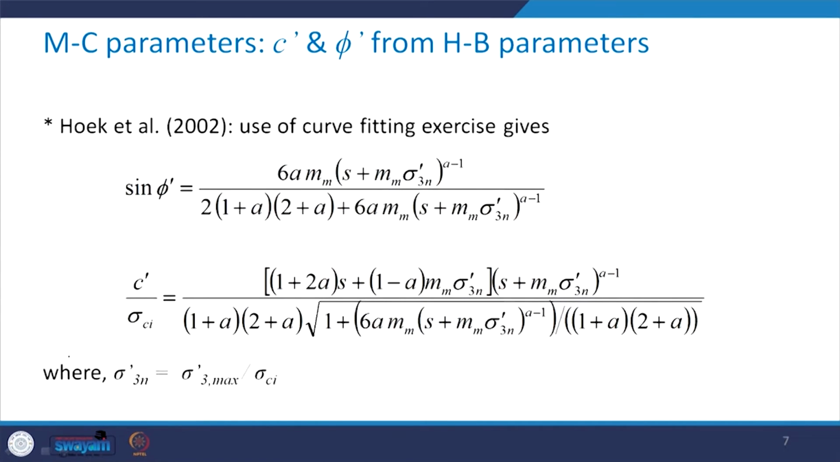We will see how. So using these things, Hoek gave these two expressions and these were obtained using a curve fitting exercise, and likewise here you can see this is the expression for sine of phi prime and this is the expression for C prime by sigma Ci. Here you can see that you have a term sigma 3n prime. In these expressions everywhere you have this sigma 3n prime. So this sigma 3n prime is defined as sigma 3 max prime divided by sigma Ci. So the next question which comes is how to determine this sigma 3 prime max.